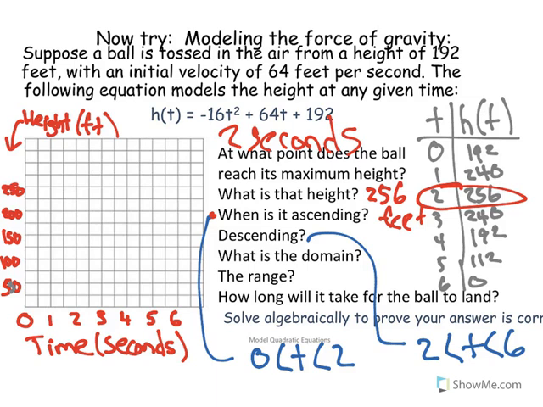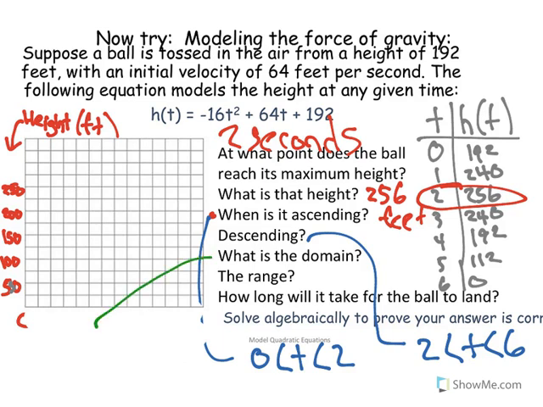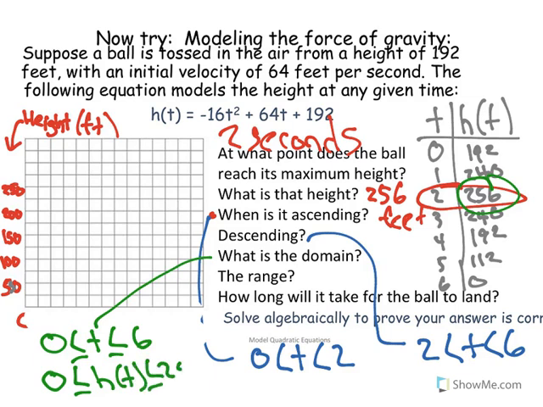What is my domain? My domain is going to be all of my valid x values, or in this case, they are t values. So from 0 to 6. At 0, our experiment is about to start. At 6, the ball hits the ground. Our experiment is over. What is our range? Well, the range of the possible y values, or h of t values. So this is my max, right? So I'm going from 0 all the way up to 256.